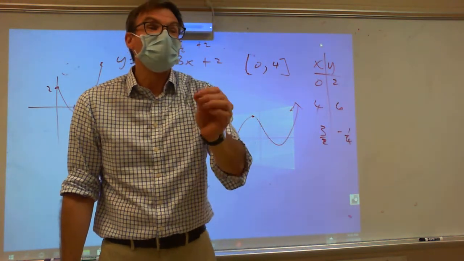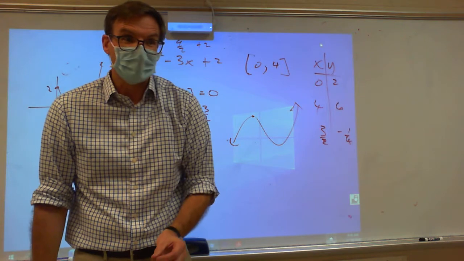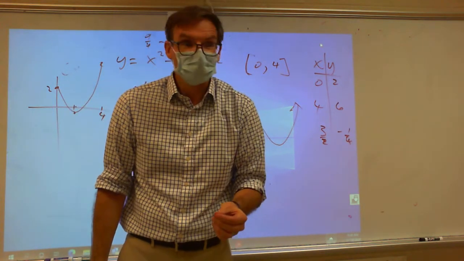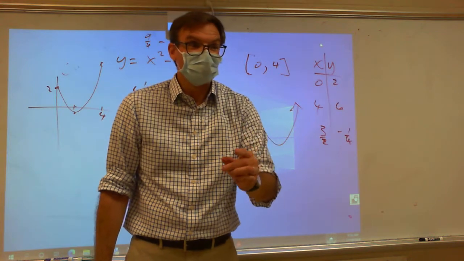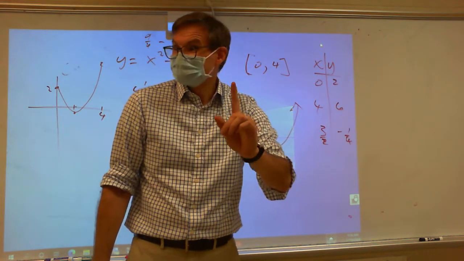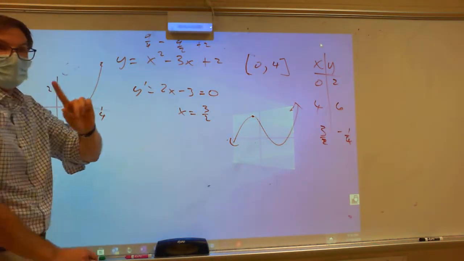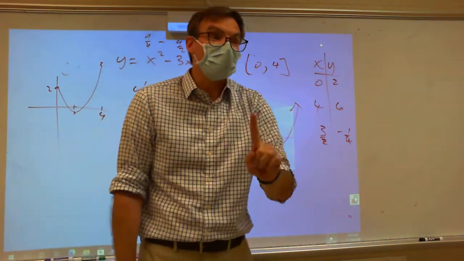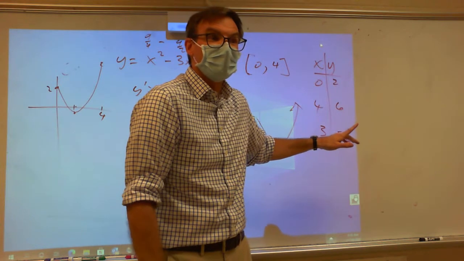All right, now here's a better question. How do I know there aren't any more? You don't, because... No, you do. How do you know there are not any more in between 0 and 4? And here's how you know these are the only ones.